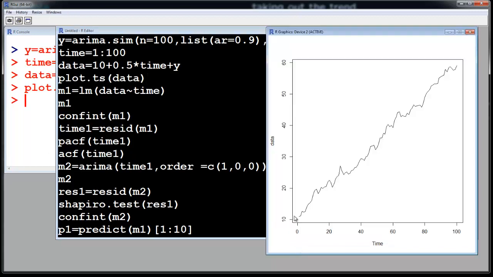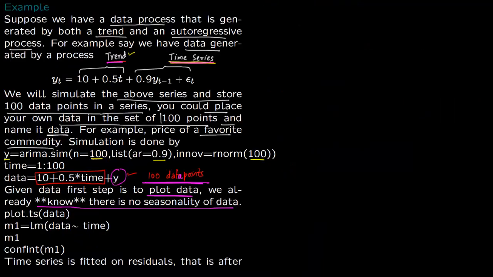You plot the data, and this is what you get. This data just looks like prices of some commodity which are increasing over time, and you can see there is a trend line to it. If there is a trend line to it, we cannot fit time series directly. We have to remove this trend line. So let us go back and try to remove this.